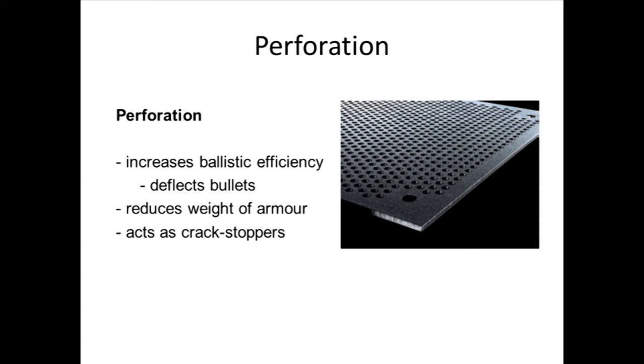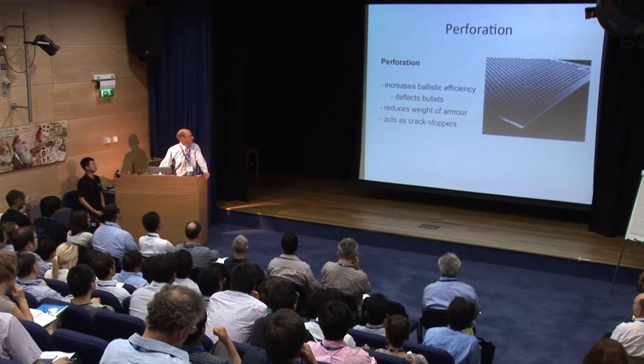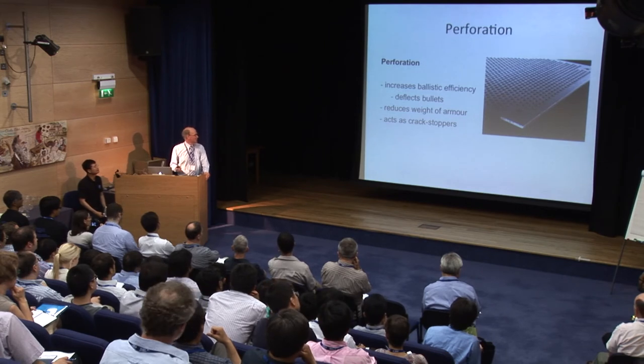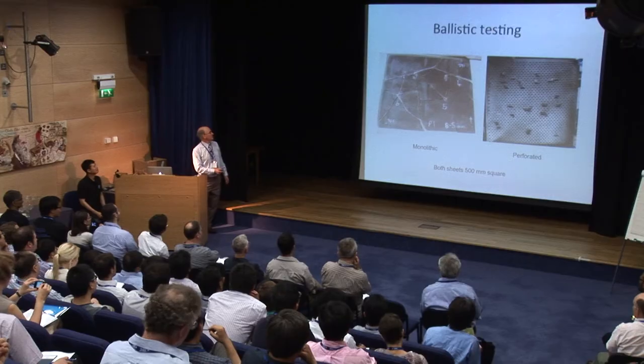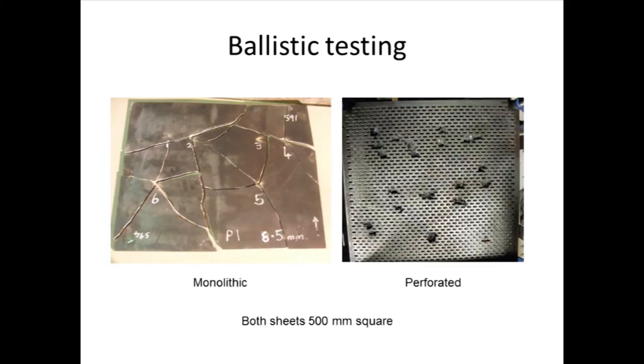Counterintuitively for armour, the effect of perforation is to increase the ballistic efficiency of the armour by deflecting bullets, reducing the weight of the armour, and acting as crack stoppers. Don't worry, I've nearly finished. This slide shows two pieces of superbainite that have been ballistically tested. The monolithic piece without perforation has ended up in many pieces, while the perforated piece with several hits in it is still in one piece.